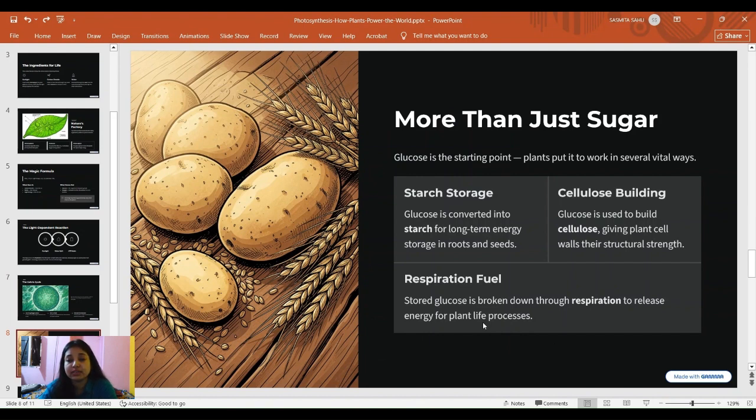Then cellulose building. Glucose is used to build cellulose, giving plant cell walls their structural strength. Respiration fuel. Stored glucose is broken down through respiration to release energy for plant life processes. In this way, plants use sugar in several vital ways, which is taken by organisms in various foods.